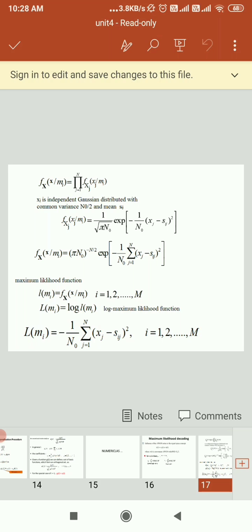And here you are supposed to solve that for the maximum likelihood function. So here the maximum likelihood function we are taking as L of mi, equal to f of x of x by mi, where i will be equal to 1 up to m. And if we are taking the log maximum likelihood function, you will get L of mi equal to log of L of mi.